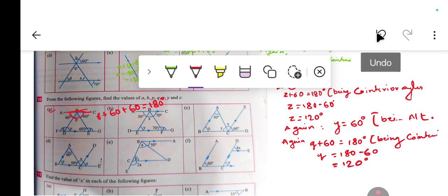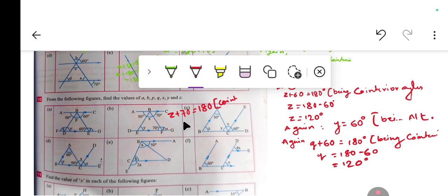Now moving to the next question, question number 10b. The question is similar. In the same way, a triangle is made between two parallel lines AC and DZ, where you have to find out the value of z. Co-interior angle can be used: z plus 70 is equal to 180. You can do that being co-interior angles. We'll get the value of z, that is equal to 180 minus 70.